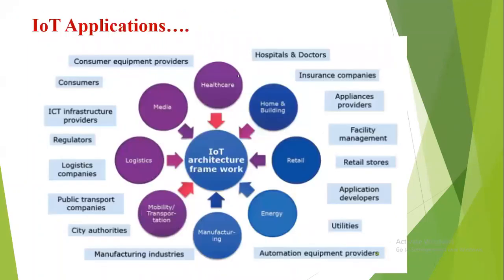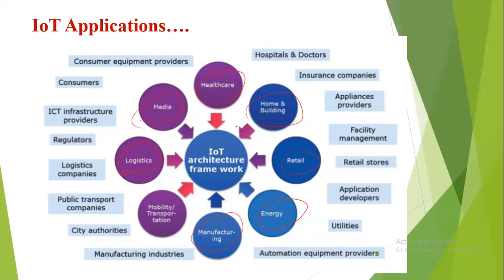Now, there are various applications wherein you can implement this IoT, Internet of Things. Consider the healthcare sector, then home building, then retail sector, energy sector, manufacturing sector, then logistics and chain management, and media sector. So you can observe anything in the world, and after observing, you can feel that you can implement an IoT system here. Observation is required, and if you get the idea, then you can implement the IoT system.